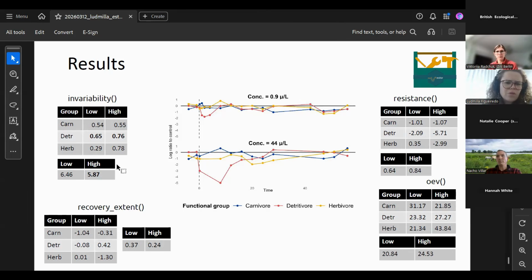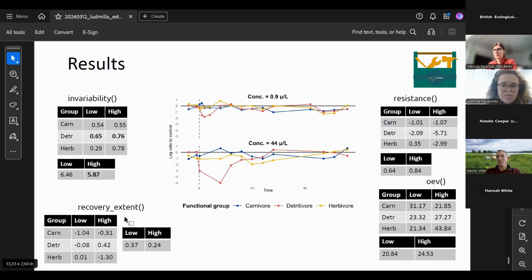And also for the whole community, if you see those low and high values, they are what we calculated with the compositional dissimilarity. We see that the system is actually a little bit more stable under the higher concentration of the insecticide, sorry, which is an interesting idea to have, right? That at a higher concentration, the community actually responds a little bit more stable than if we look at individual groups.